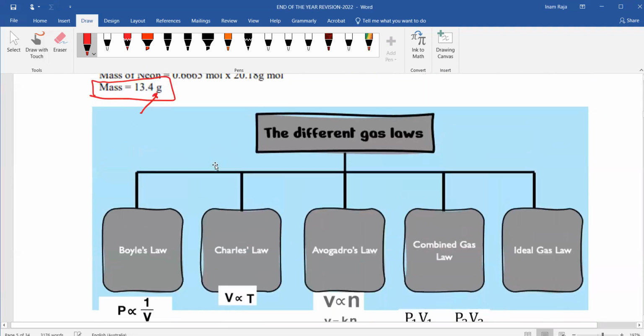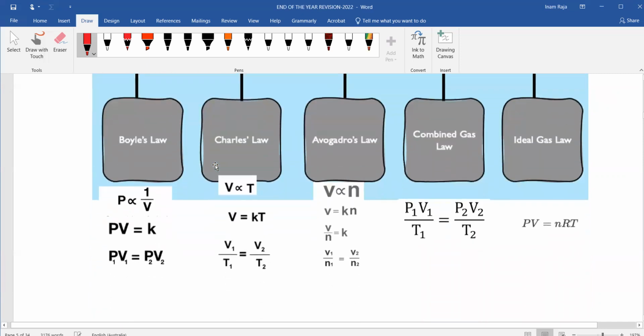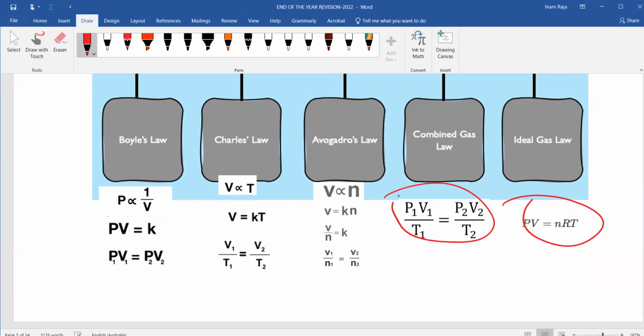Now there are different gas laws. You don't need to know all the gas laws, just these final two equations maybe will help you. Now this I told you already, that pressure should be kilopascal, volume should be liter, R is given to you in the data book, T must be Kelvin.